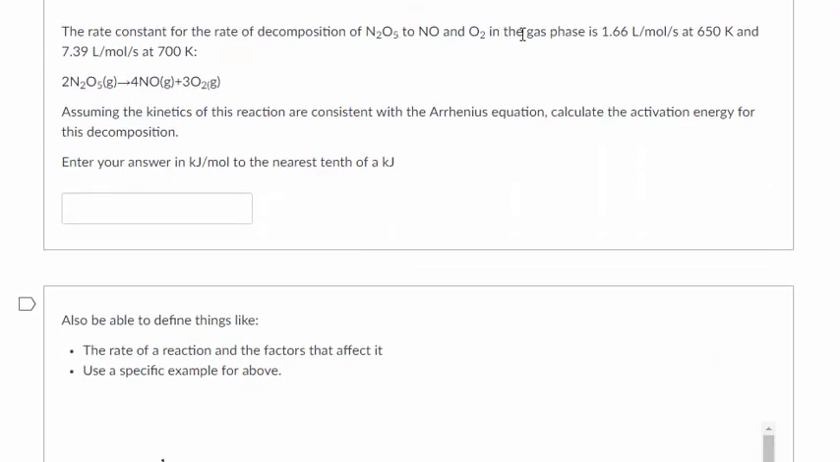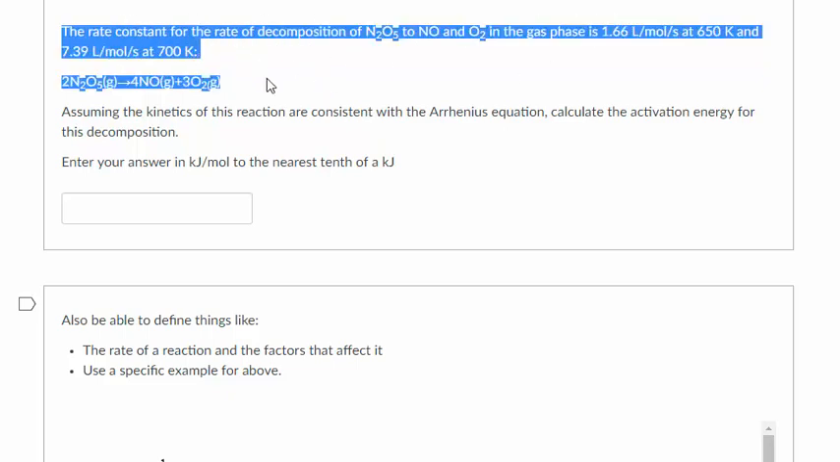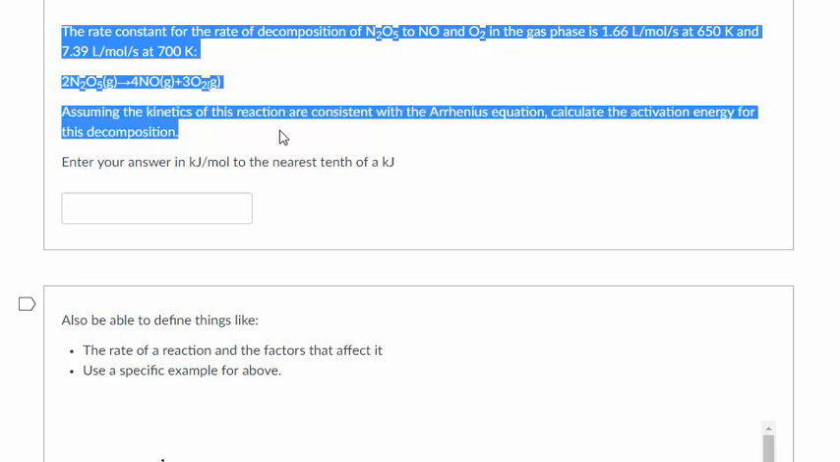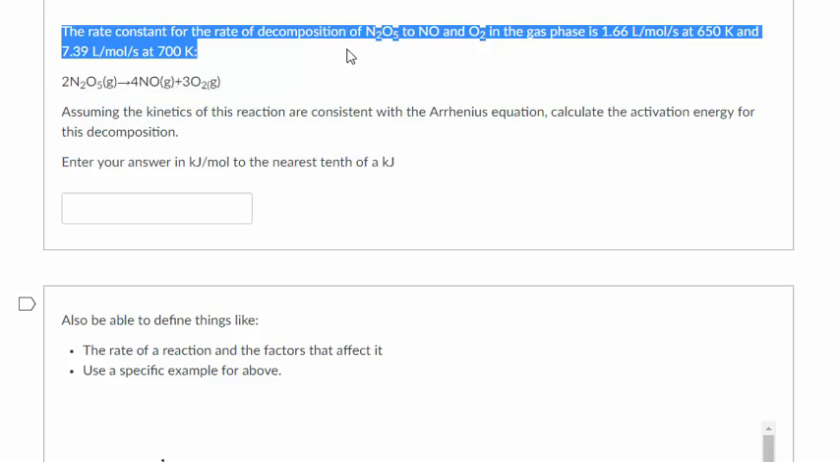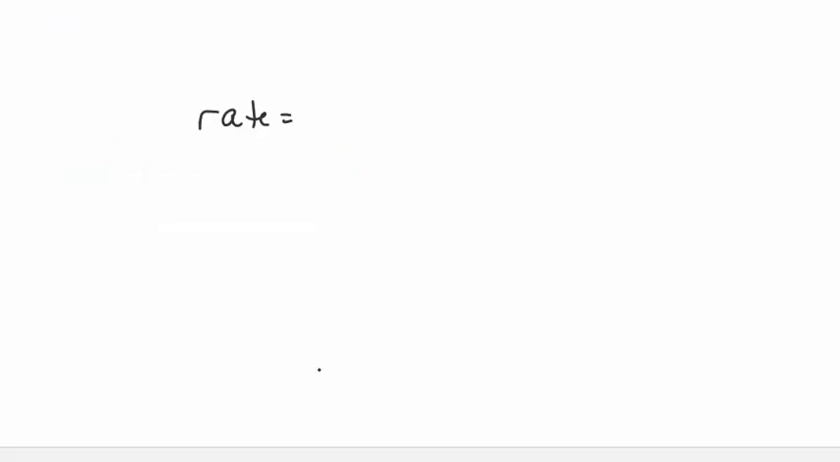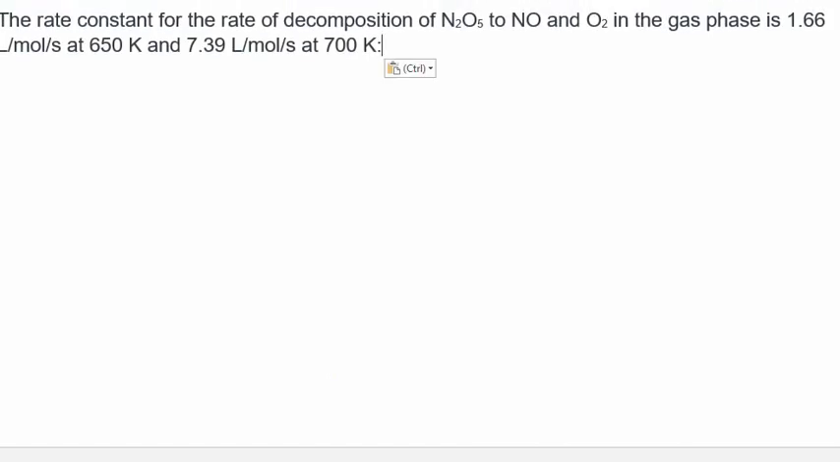Number 5, the rate constant for decomposition of this to this in the gas phase is given here at a temperature, and then we have another rate constant at another temperature. So if we assume the kinetics are consistent with the Arrhenius equation, we're asked to calculate the activation energy of decomposition. This particular problem is going to require you to do a couple of different calculations, and they aren't hard, but you have to understand the relationships. So we're given K and we're given T. So the K at 1.66 is at 650 K, and at 7.39 is 700 K.